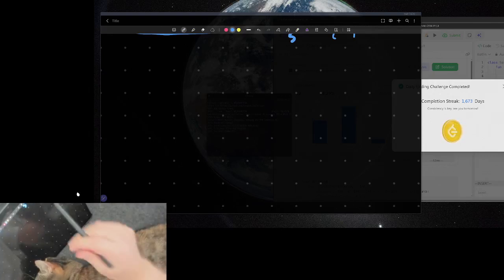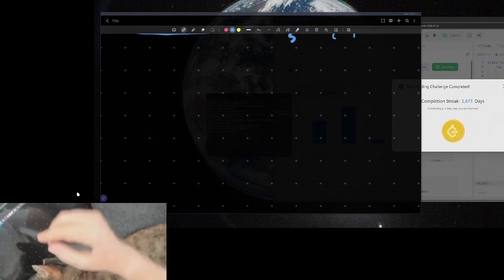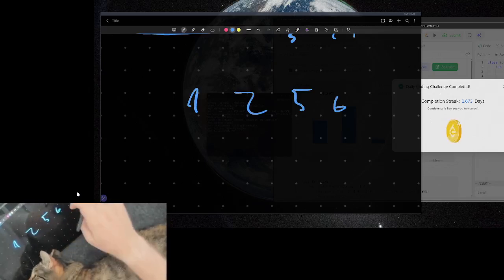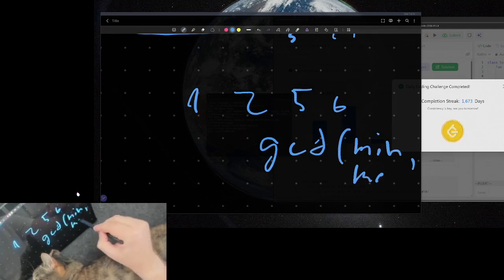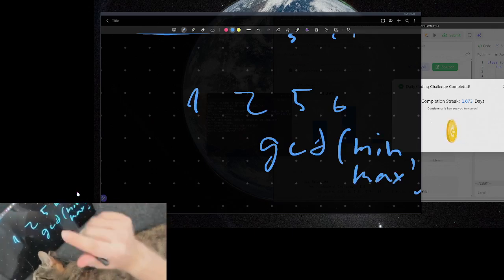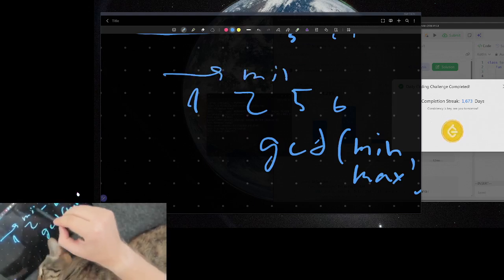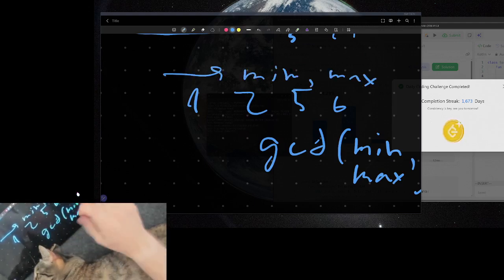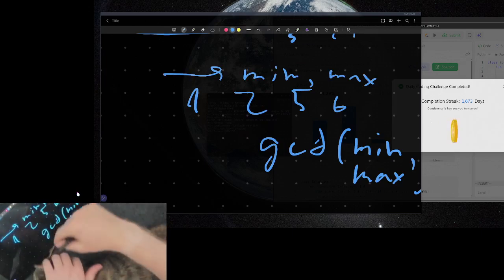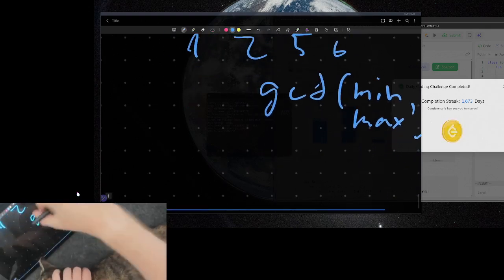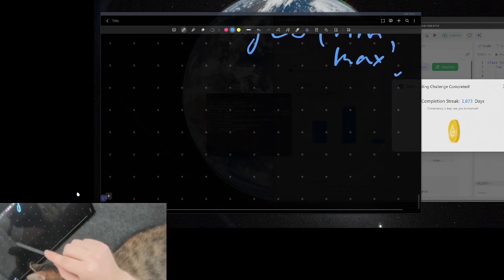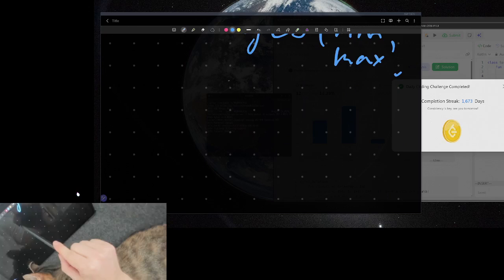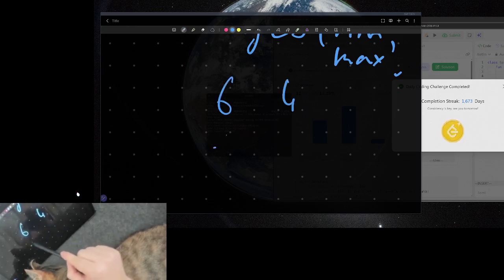Easy problem today. Given some numbers, we want to find the GCD of the min and max. This already doesn't matter. What does matter is that we find the minimum and maximum in a single iteration. After that, we use GCD. GCD is the greatest common divisor. So, for example, the numbers 6 and 4 have a greatest common divisor of 2.